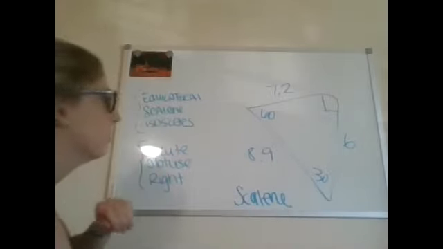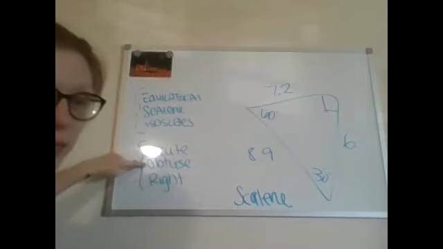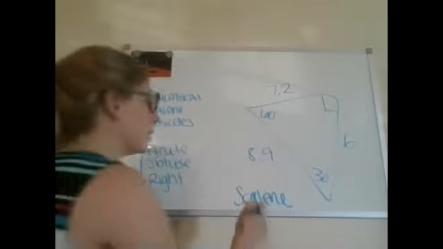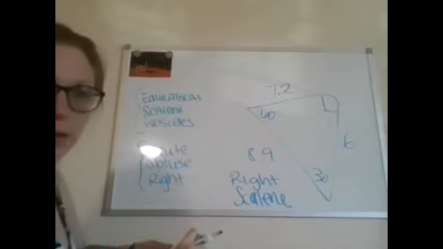For the angles, they're not all smaller than 90. There's none bigger than 90, but there is one equal to 90. So this would be a right scalene triangle.